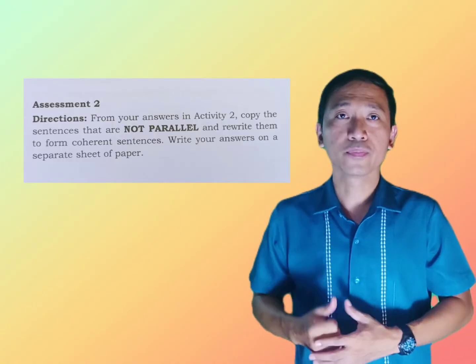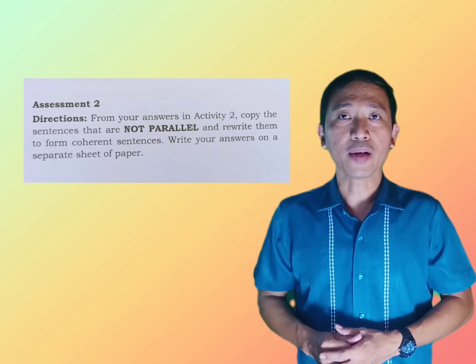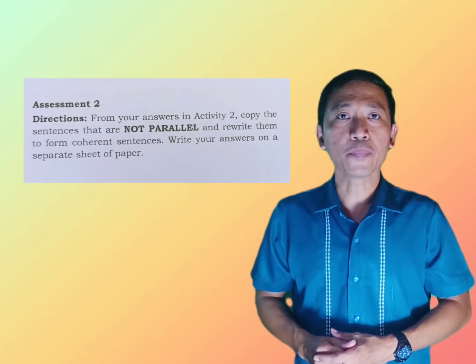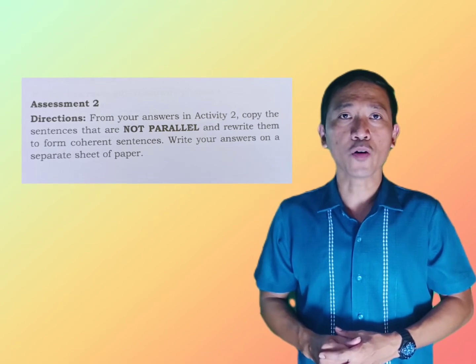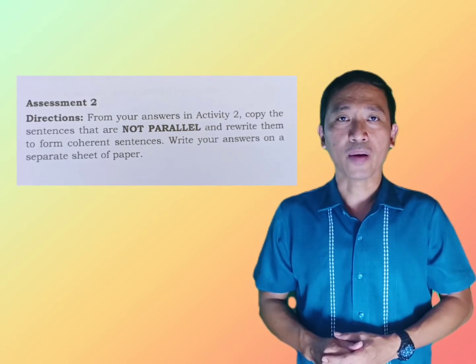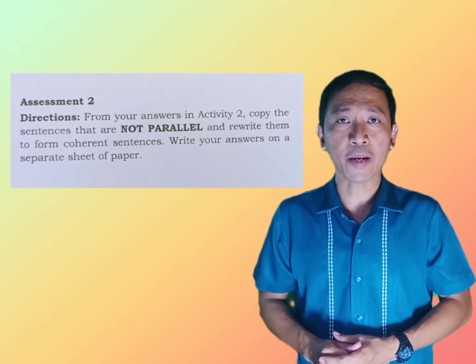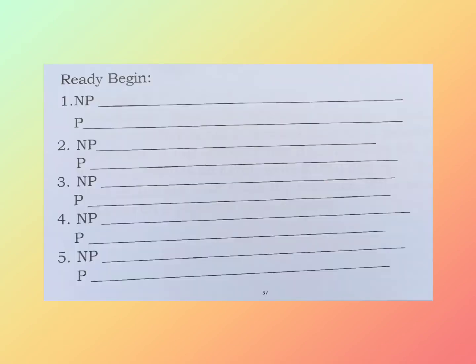Assessment 2. Directions. From your answers in Activity 2, copy the sentences that are not parallel and rewrite them to form coherent sentences. Write your answers on a separate sheet of paper. Example: NP. The shampoo advertisement promises long, shiny, and fragrant hair. P. The shampoo advertisement promises long, shiny, and fragrant hair. Are you ready? Let's begin.